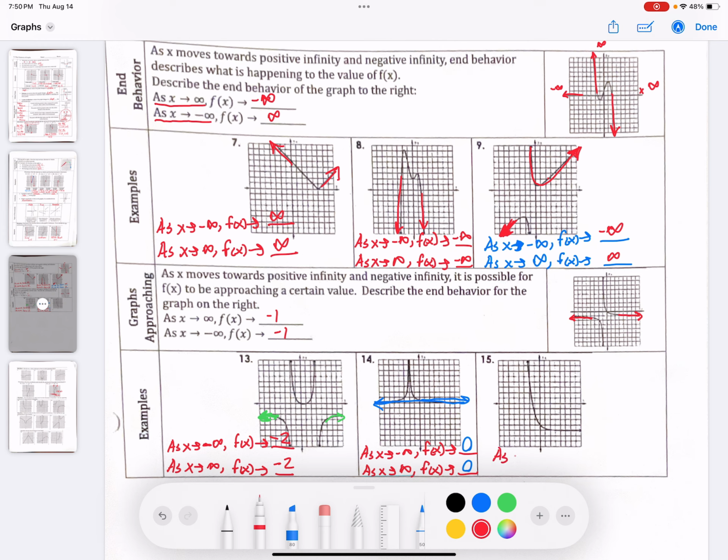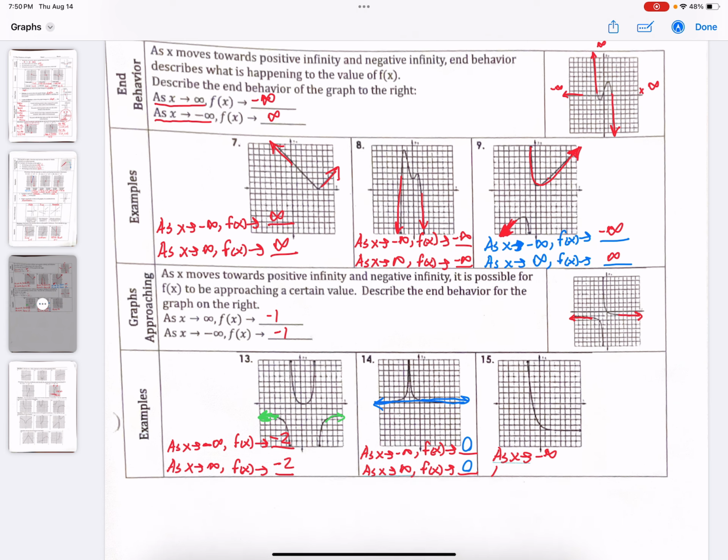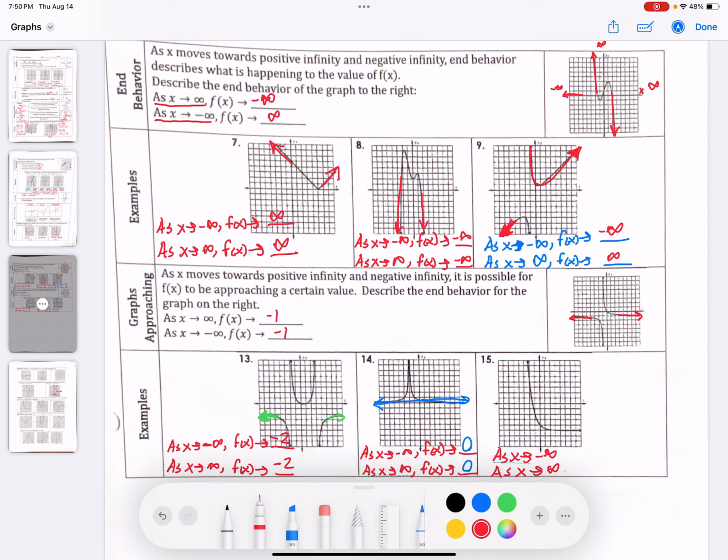So next one, as x approaches negative infinity, as x approaches positive infinity, f of x approaches blank. Okay, so as we go to the left on our graph, this one's going up to positive infinity. And as x goes to the right, we are approaching -5.